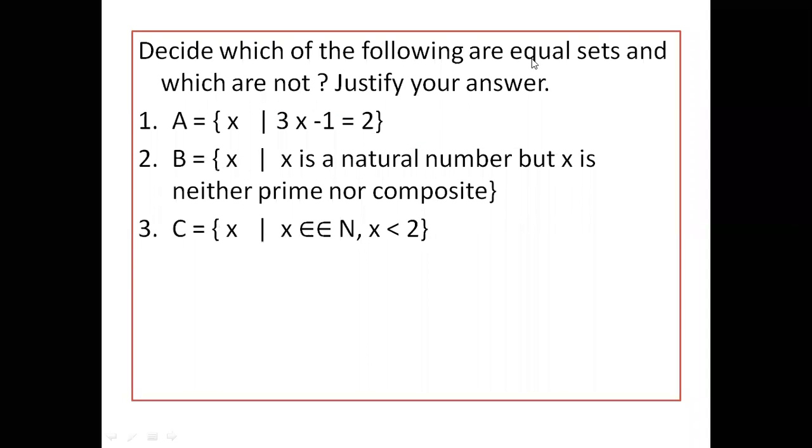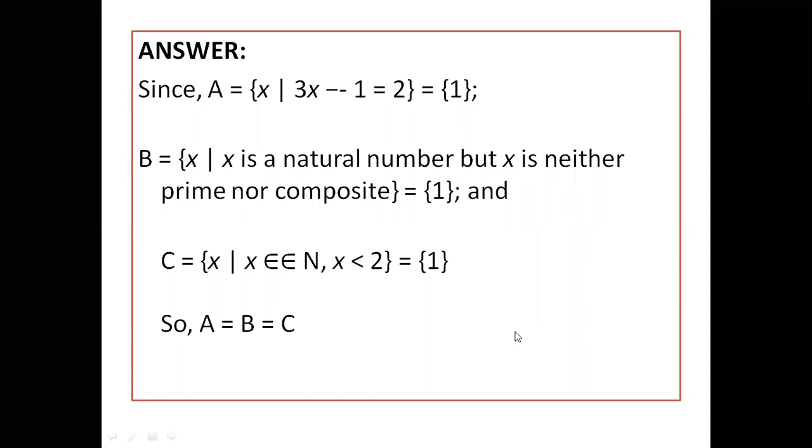Decide which of the following are equal sets and which are not. Justify your answer. A, B, C given. A: {x : 7x minus 1 is equal to 2}. B: {x : x is a natural number, but x is neither prime nor composite}. And C: {x : x is a natural number and x is less than 2}. Now you have to prove whether they are equal or not. And solution is, quickly I'm giving you the solution.